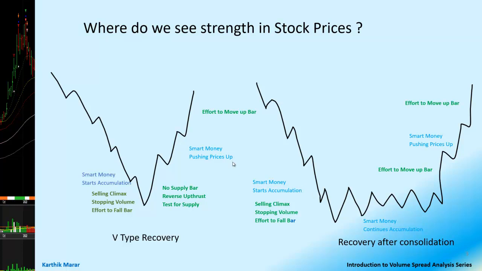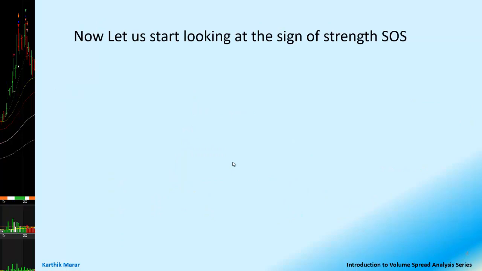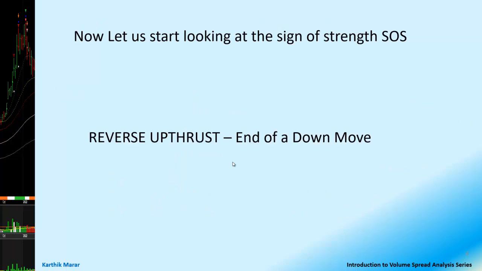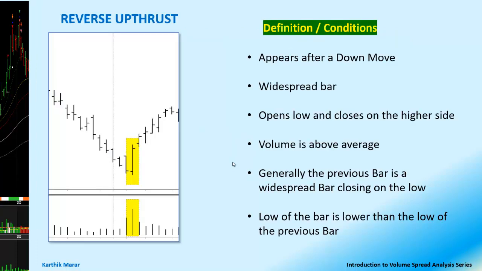Now, we will see in detail the sign of strength, the reverse upthrust bar, the end of down moves. First, let's look at the definition of the reverse upthrust bar. The reverse upthrust bar appears after a down move. It is a widespread bar, opens near the low and closes near the high. The volume is average to high.